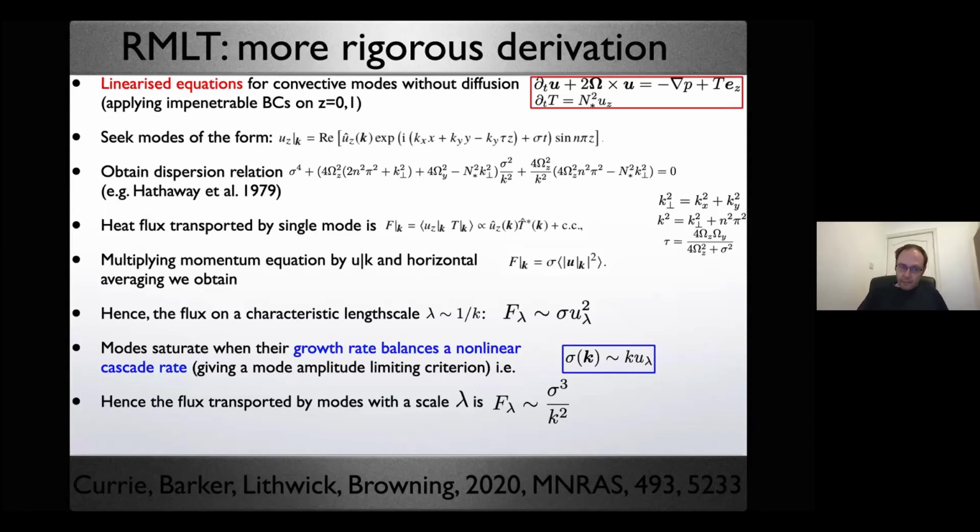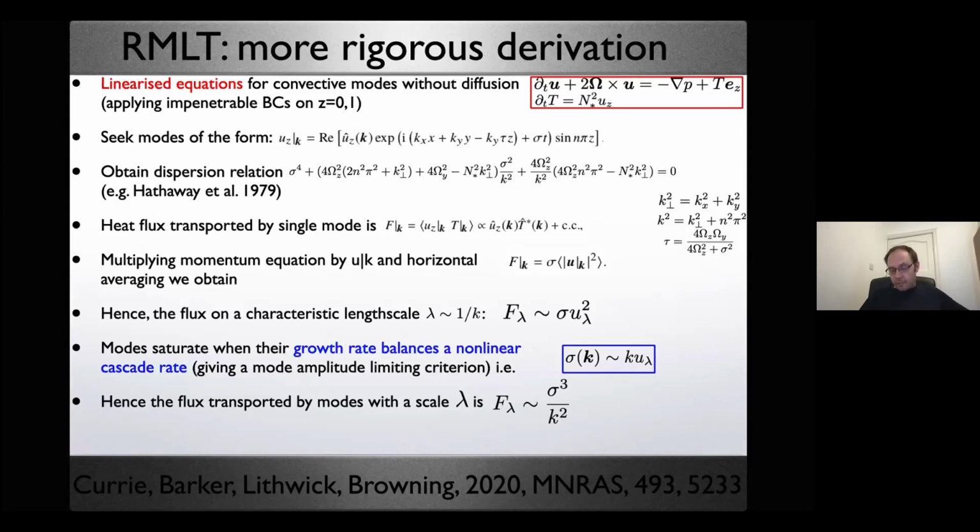And we're going to consider flux due to essentially all the modes with a given characteristic length scale of order 1 over k. Based on this exact result, we can get that this quantity, f of lambda, must scale as the growth rate times u of lambda squared, where u is the typical velocity scale of modes with a given length scale. And we can relate the growth rate to the wave number times u of lambda, and we get this relation at the bottom: f of lambda must scale, if these arguments are correct, with the growth rate cubed over k squared.